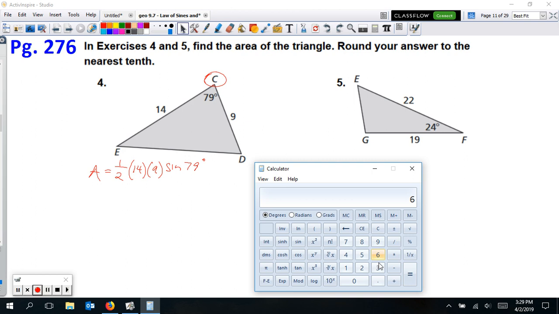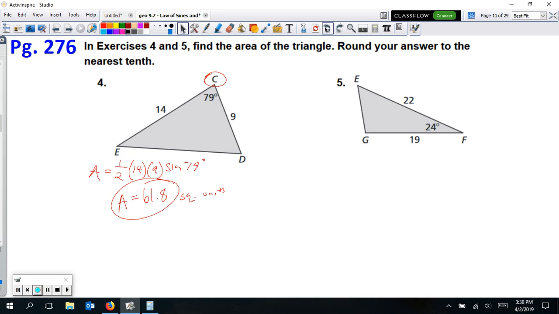So I can say 63 times the sine of 79 degrees. Actually, I'm going to find the sine of 79 degrees first. I'm going to plug in the number first, 79, and then sine, and then times 63. And there we go. So 61.8 is where the 1 decimal place would fall. And so there's our answer, 61.8, and it would be square units because we're finding the area.